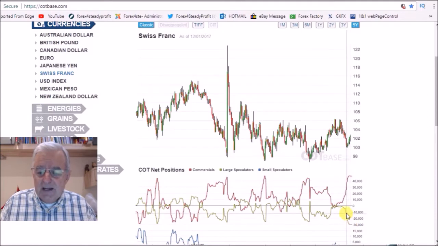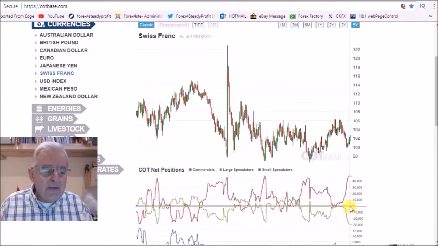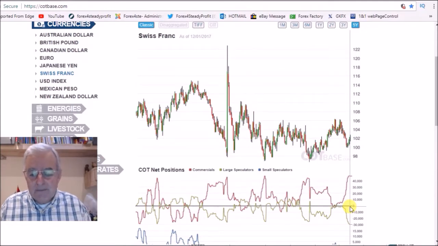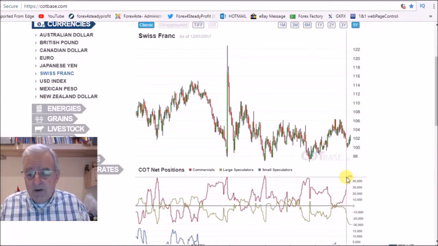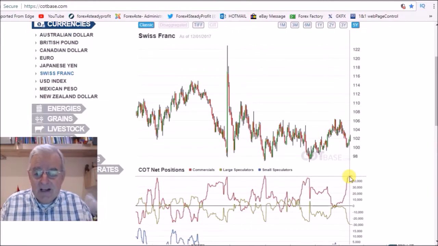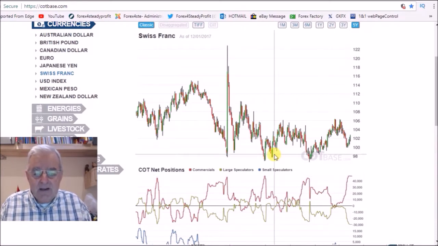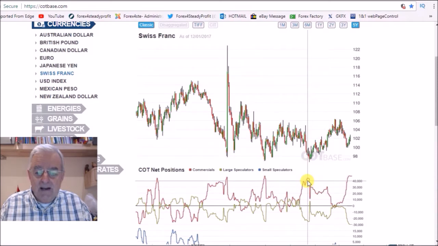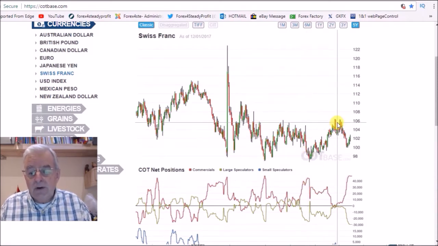And for the speculators, it's about 3-1. So for every 3 contracts they have short, they have 1 contract long. And if you follow the commercials at the moment on the Swiss franc here, this is an extreme bullish position that we have. So if you go back and you have a look at past bullish positions, they've led to these nice moves up. And this one here, nice move up.